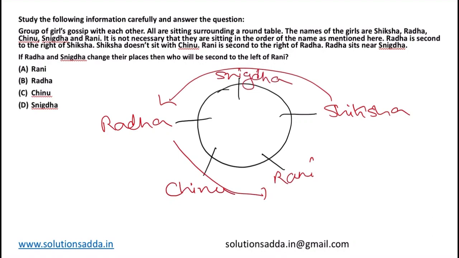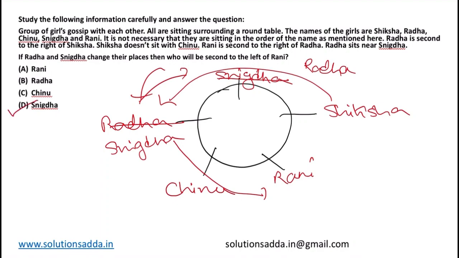If Radha and Snigdha change their places, then who will sit second to the left of Rani? So now if Radha and Snigdha exchange their places, here comes Snigdha and here comes Radha. Then who will be second to the left of Rani? So second to the left of Rani will be first Chinu and second Snigdha. Hence the correct answer is option D, Snigdha.